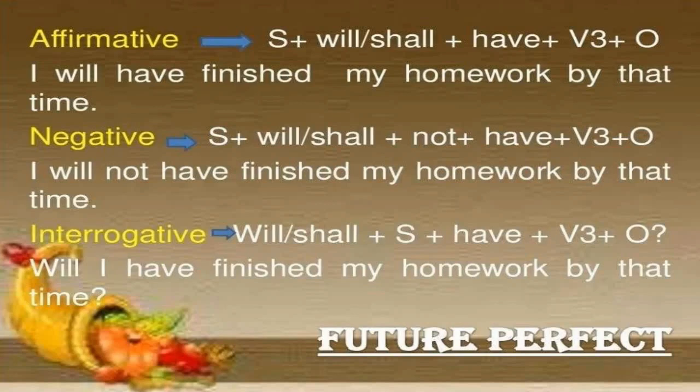Okay, future perfect. Perfect means third form and future means future perfect. Helping verb is will have, shall have. Let's see some examples because the sentence structure is written over here. You can just write it down into your notebooks because it is also going to help you a lot. I will have finished my homework by that time. I will not have finished my homework by that time. Will I have finished my homework by that time?